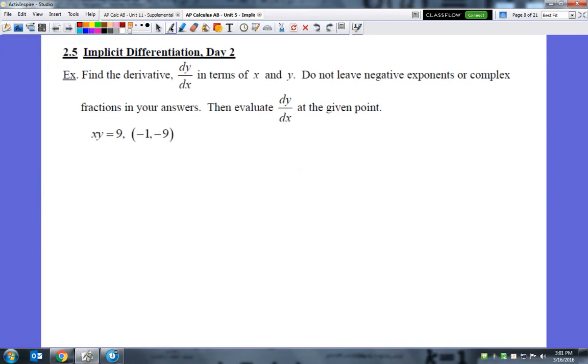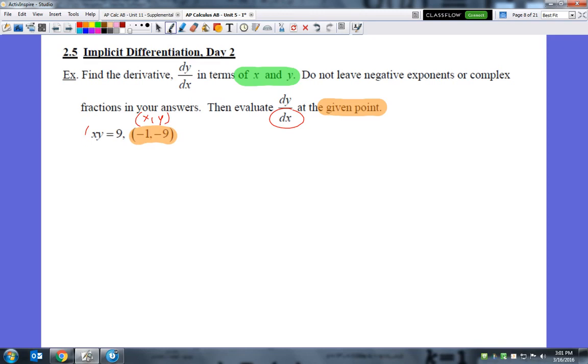Alright, so now let's look at the day 2 part section in your notes for implicit differentiation. Okay, so find the derivative dy dx in terms of x and y. So just like we've been doing, I want to get my answer in terms of x and y, and we're going to take it in respect to x. And it's saying at the given point. So I'm given an actual xy value with a point. So this is an xy coordinate point, and we're going to plug that into our derivative after we get dy dx.